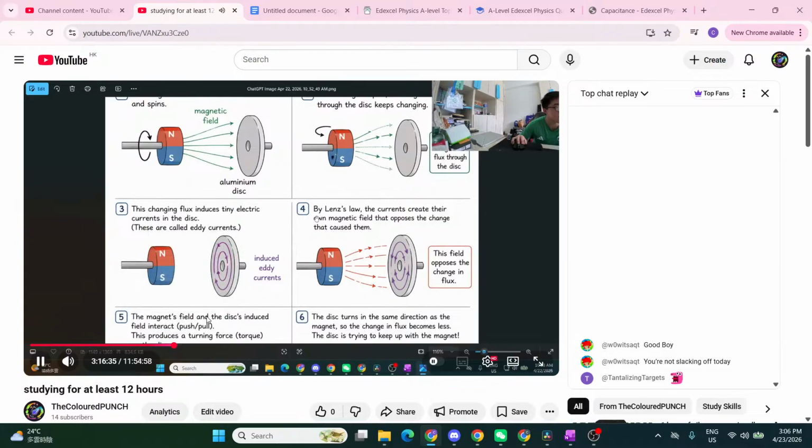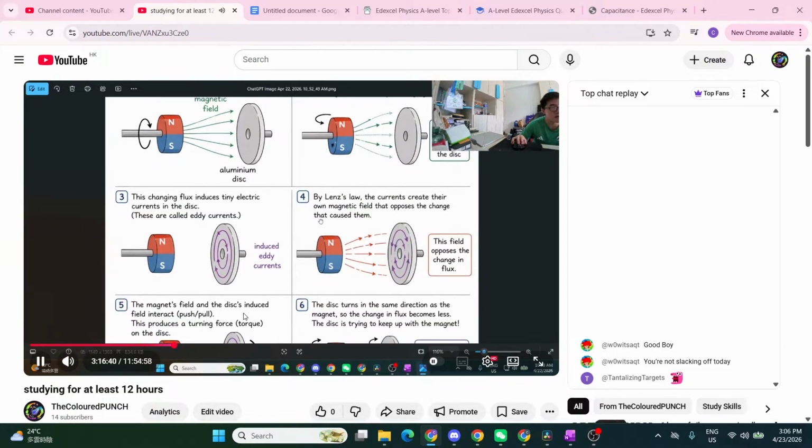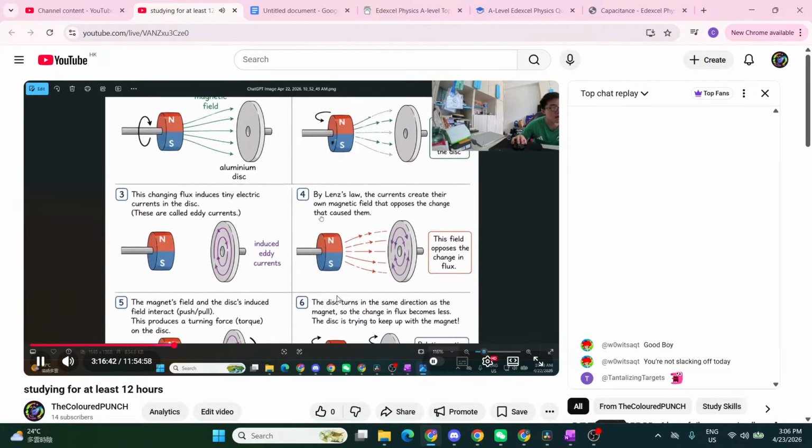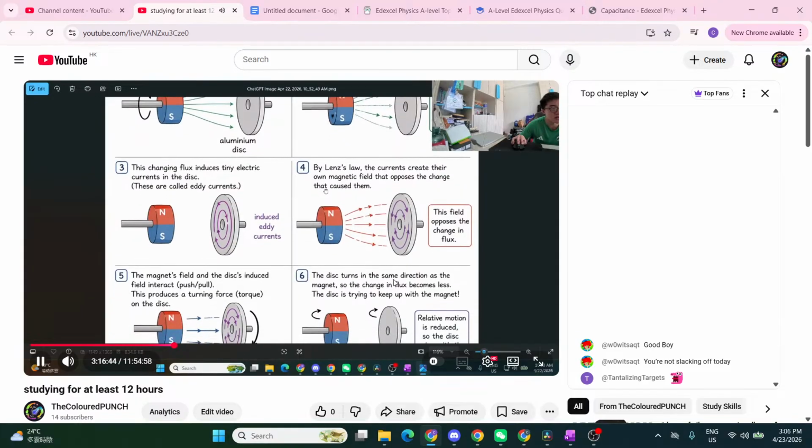Changing flux induces tiny electric currents in the disk. These currents create their own magnetic field that opposes the change that causes them.